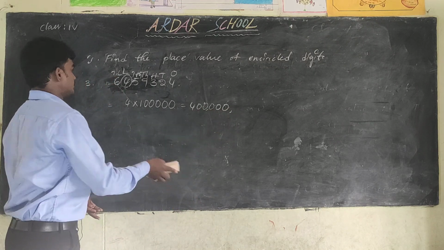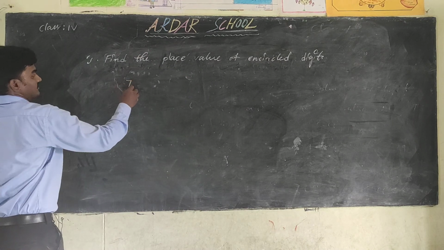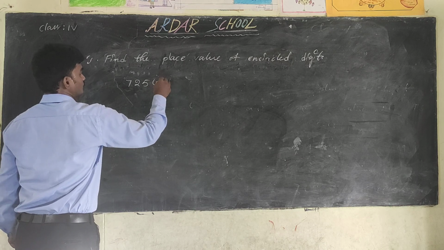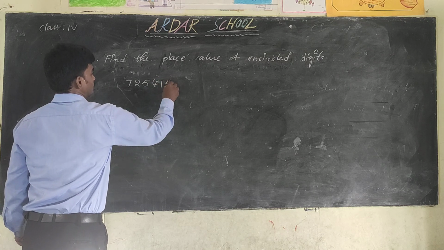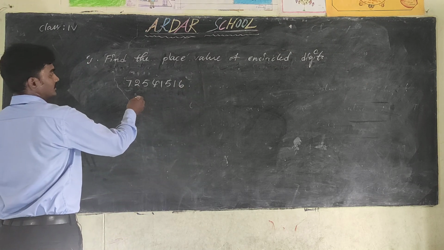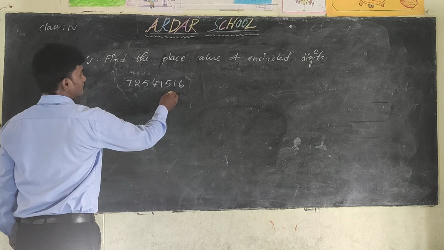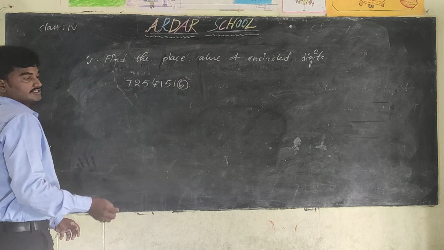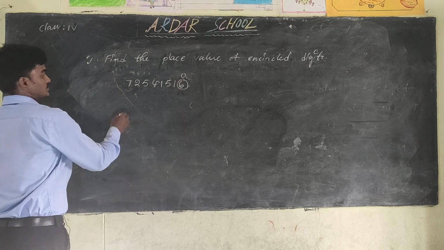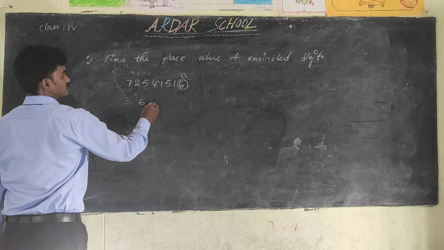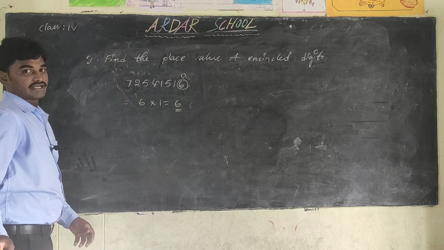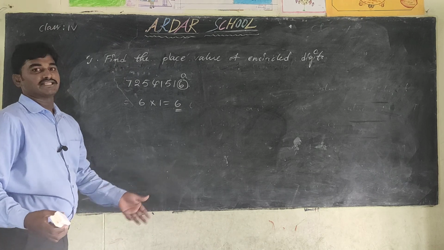Now one more example. 7 crores 25 lakhs 41,516. In this numeral, I encircle 6. So let us see the place value of 6. 6 is at ones place. So the place value of 6 is 6. 6 ones are 6. Okay. Now we are going to do one more exercise, children.